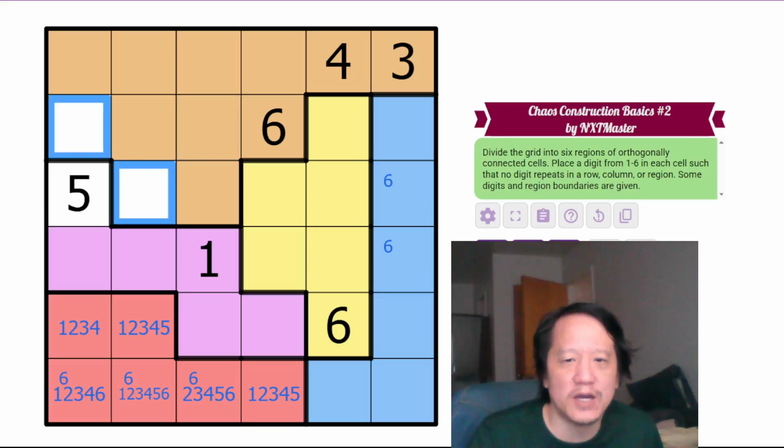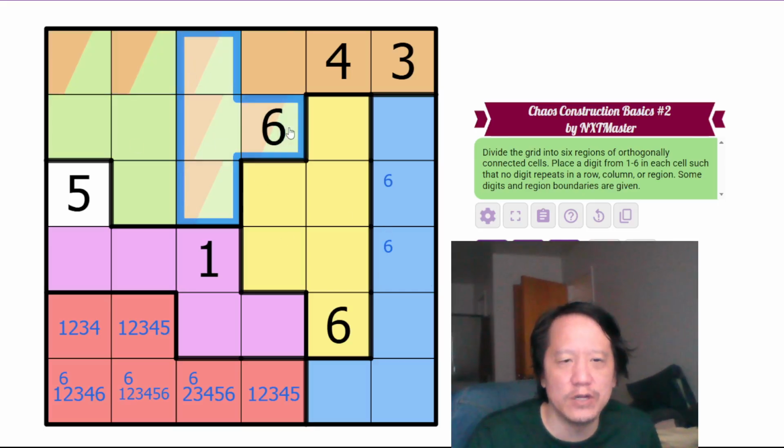But these two have to be green. And if orange went here, there's no way that green could form an orthogonally connected region of 6. So this can't be orange, which makes that guaranteed to be green. So green can't go to any of these 3 cells, but they can reach any of these cells. So these are a possibility of green, possibility of orange. We know this is pink.